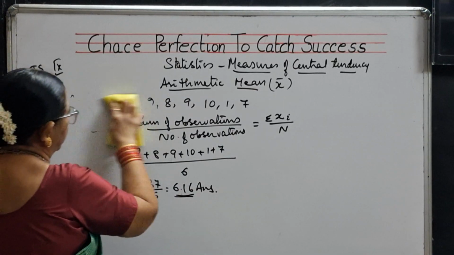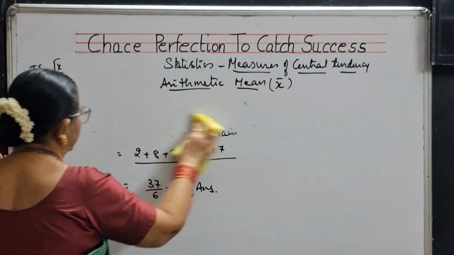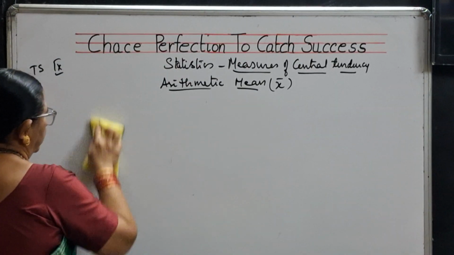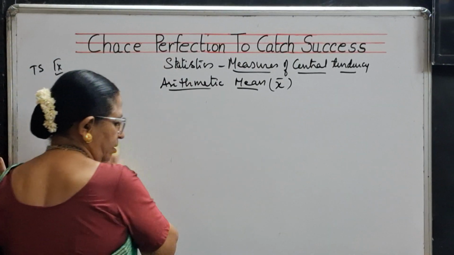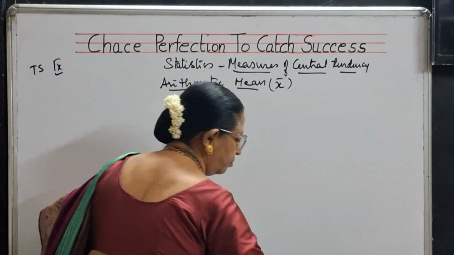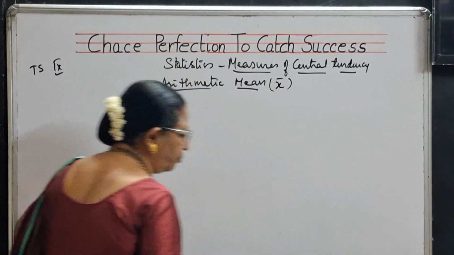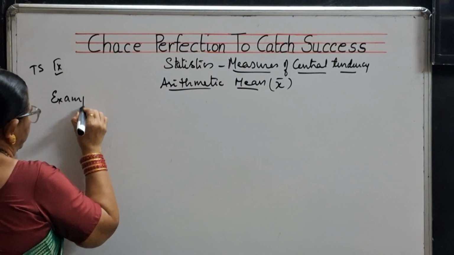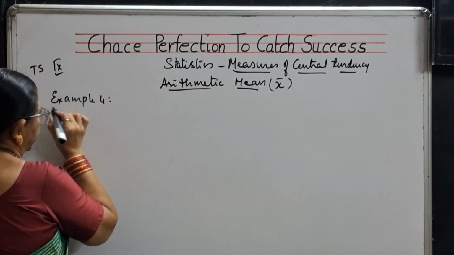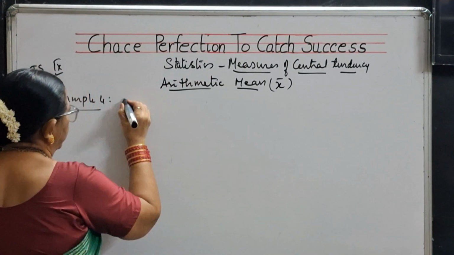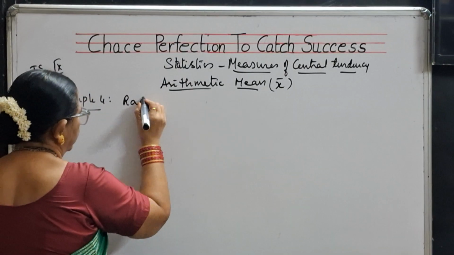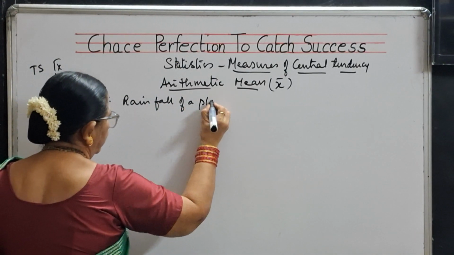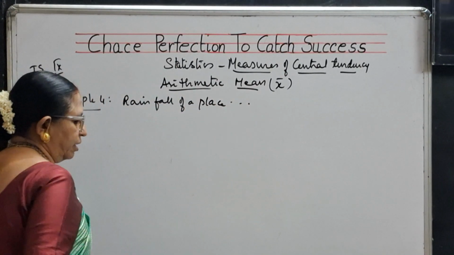Now let us see what all the sums that are there regarding this topic in your textbook. Mean of raw data, example 4 is there. So we will see example 4. Rainfall of a place. It goes on like this. Let me read that.